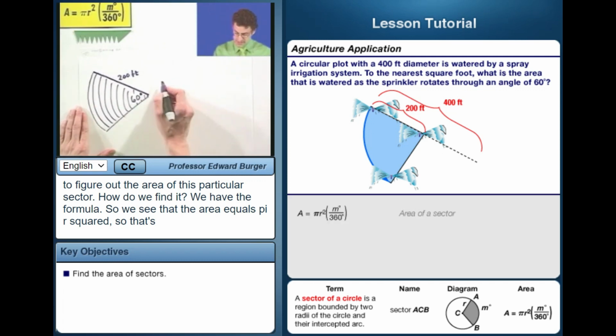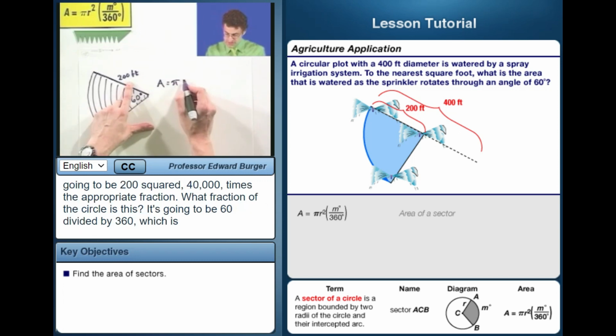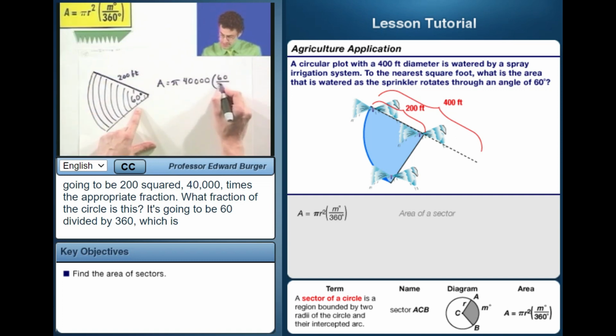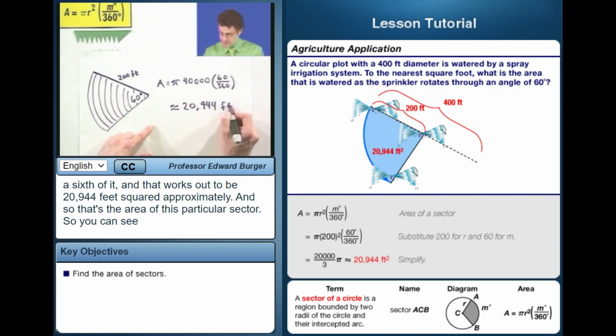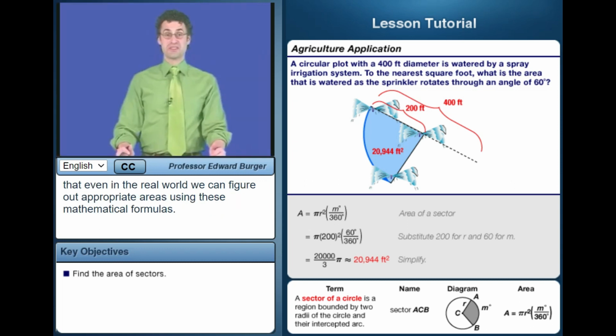Well, we have the formula. The area equals pi r squared, so that's going to be 200 squared, which is going to be 40,000 pi, times the appropriate fraction. So what fraction of the circle is this? Well, it's going to be 60 divided by 360, which is a sixth of it, and that works out to be 20,944 feet squared, approximately. And so that's the area of this particular sector. So you can see that even in the real world, we can figure out appropriate areas using these mathematical formulas.